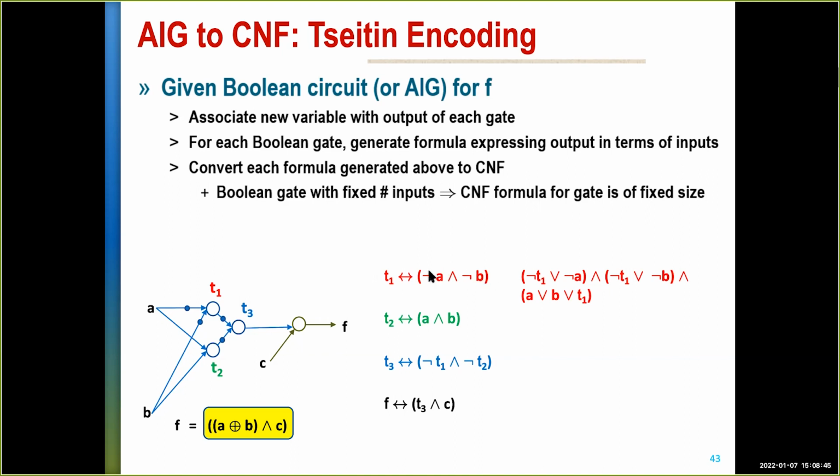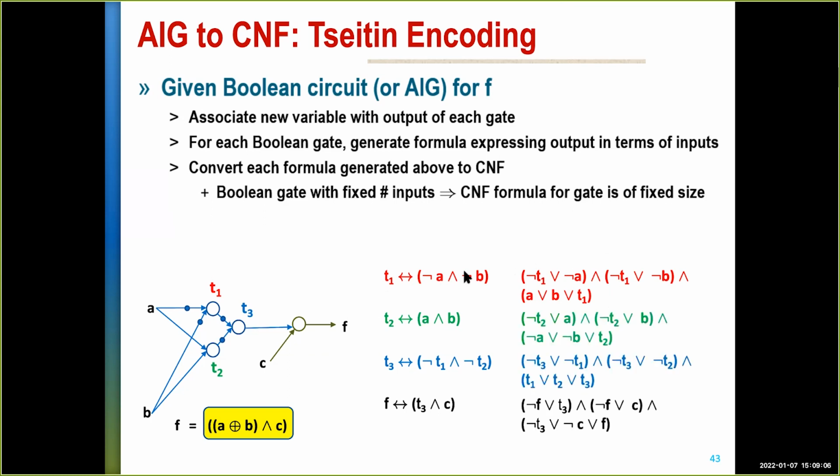And because this is just a two input gate, I know that this formula cannot be very large. It's of constant size actually, right? Because there are only two inputs to this gate, there are only so many variations that can happen. So this formula is of constant size. And this red formula is semantically equivalent to this formula. So I'll do that for all the green, blue, and black.